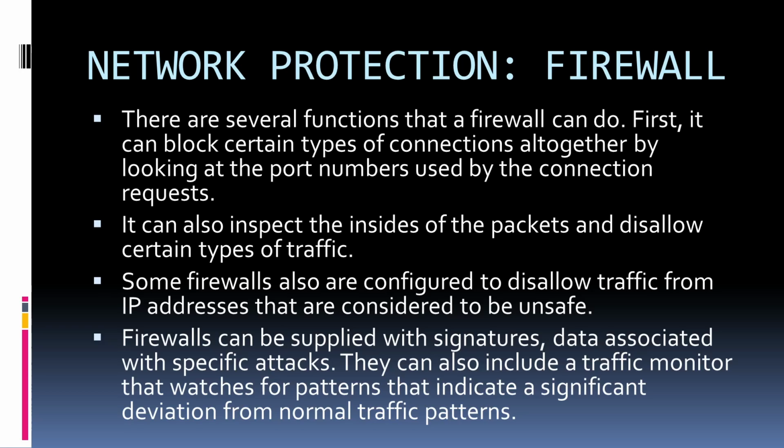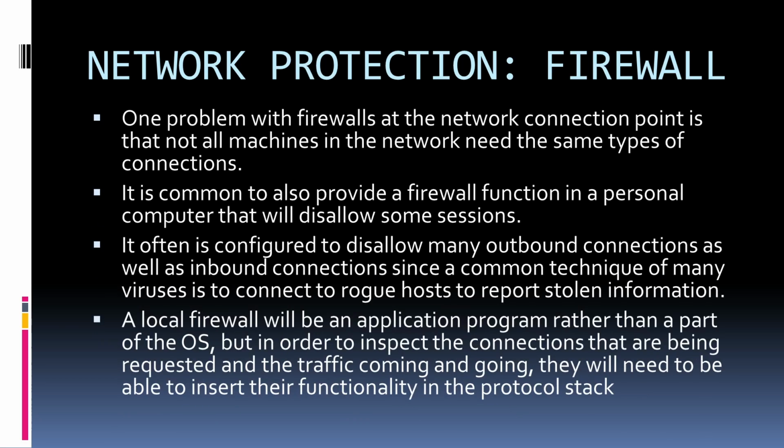There are several functions that a firewall can do. First, it can block certain types of connection altogether by looking at the port numbers used by the connection request. It can also inspect the insides of the packet and disallow certain types of traffic. Some firewalls are also configured to disallow traffic from IP addresses that are considered to be unsafe. Firewalls can be supplied with signatures, data associated with specific attacks. They can also include a traffic monitor that watches for patterns that indicate a significant deviation from normal traffic patterns.